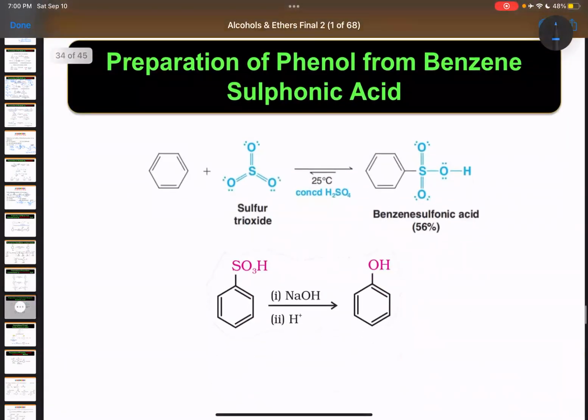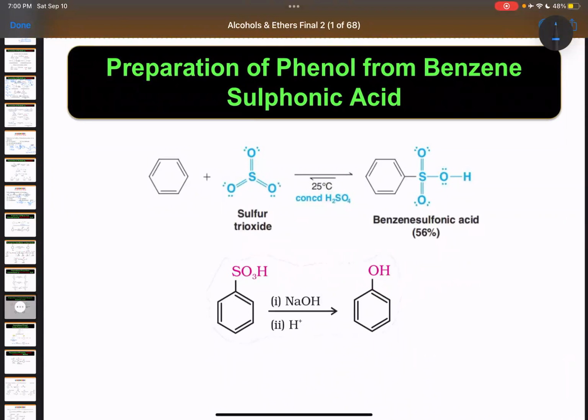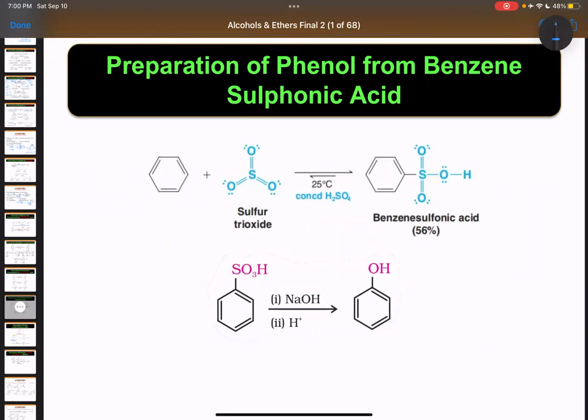And this is the preparation by sulfonation. How do you do sulfonation? By treating with concentrated H2SO4, or SO3 also you can take. Either sulfur trioxide or concentrated H2SO4, any one of them. You will have benzene sulfonic acid. But if you take nitric acid and concentrated H2SO4, that is going to be different. That is going to be nitration. Is it clear?